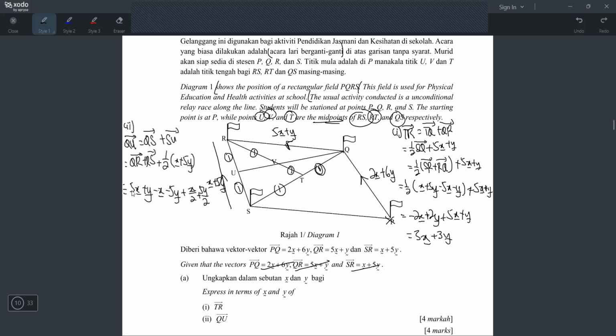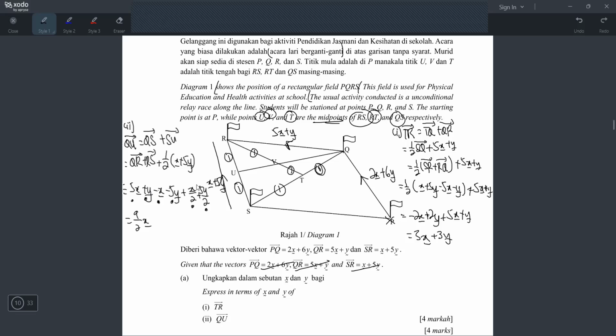Okay, now it's time to simplify. 5x minus x is 4x, and then 4x plus half. 4 plus half is 9 over 2x. All right, and now for the y, it will be 1y minus 5y, which is negative 4y. What is negative 4 plus 5 over 2?